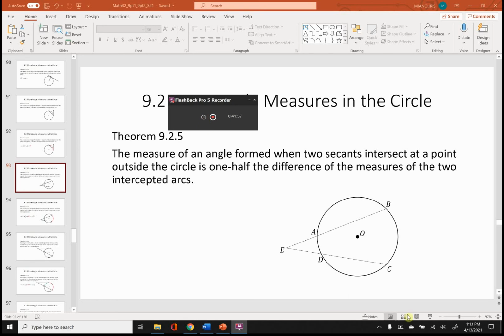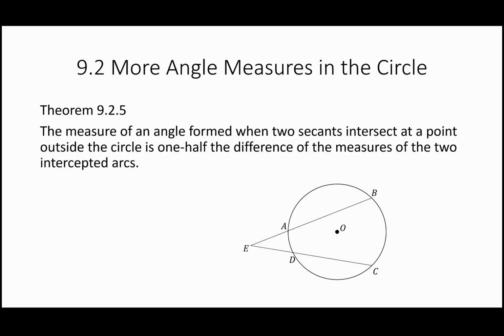So where were we? I believe we were trying to illustrate Theorem 9.2.5 on the screen here, in which we have the measure that's formed when two secants intersect at a point outside the circle. So we're talking about this angle right here, angle E is what you could call it. It's 1/2 of the difference of the measure of the two intercepted arcs.